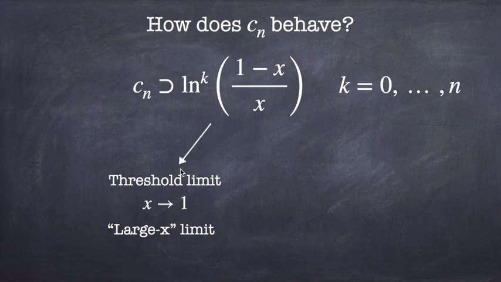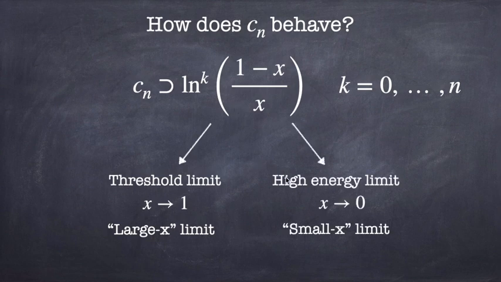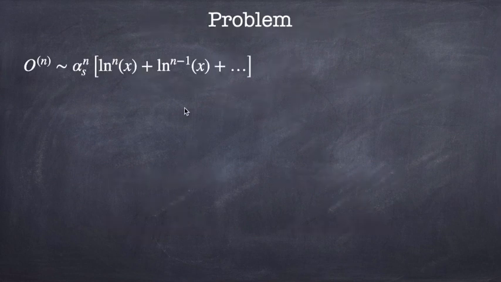The first is when x is close to 1, and this is called the large x limit or the threshold limit. And the other region is when x goes to 0, and this corresponds to the high energy limit, and is the one we are interested in. When one looks closer at the structure of this coefficient in the small x region, one sees that there are different powers of logarithm that contribute. In particular, the one with the same power of the coupling constant is the leading one, and the others are suppressed by powers of alpha.